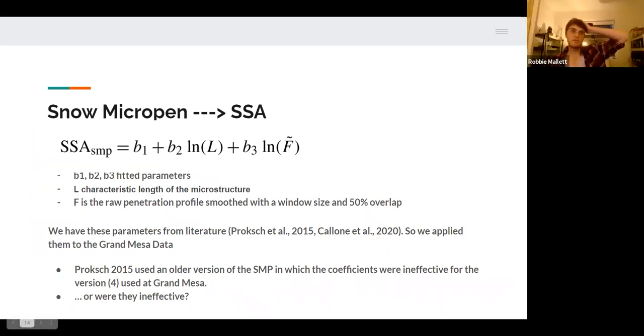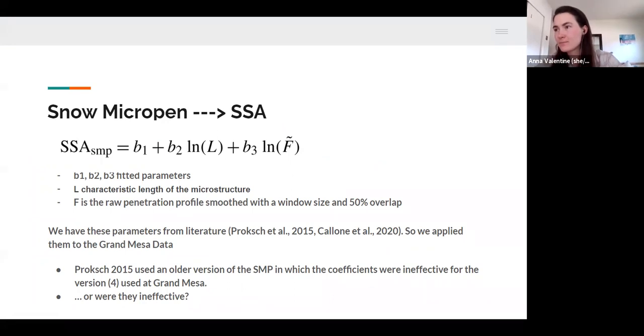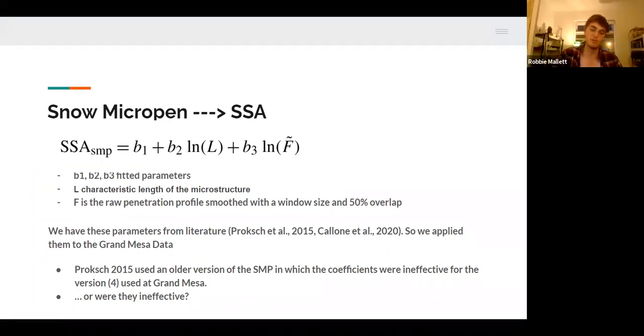So a big part of the project that we wanted to do was to recalibrate these coefficients, and a few different authors have put forward coefficients based on different field campaigns. But Grand Mesa obviously has quite distinct properties relative to perhaps the French Alps or sea ice or snow in Antarctica, which have all been used to make different calibrations.